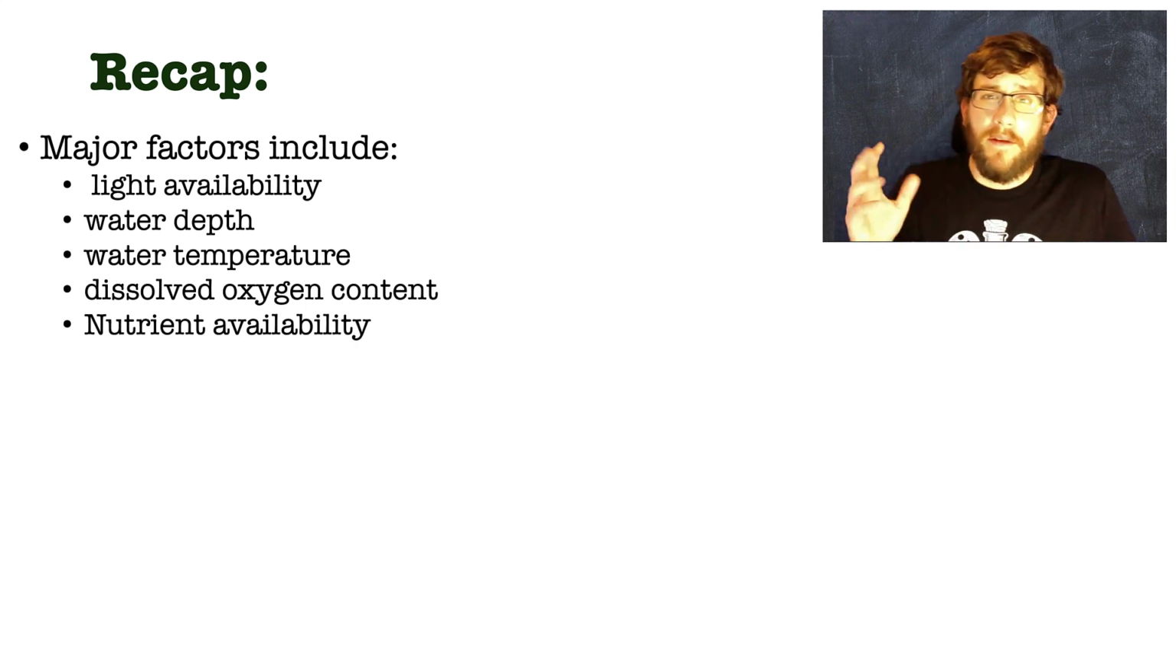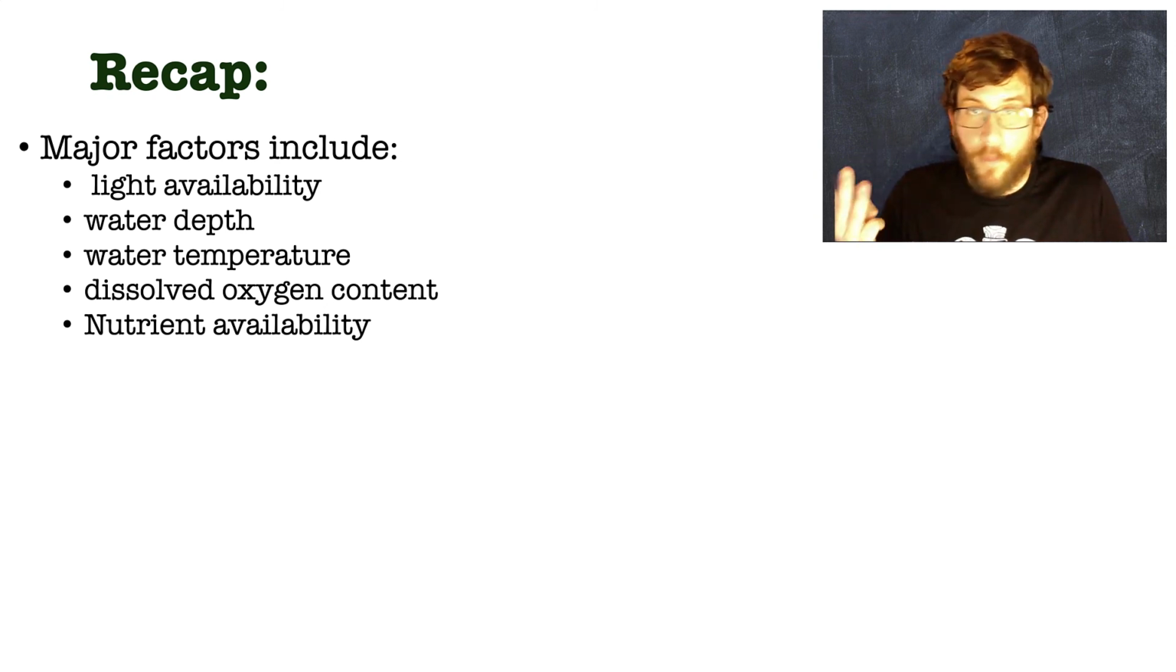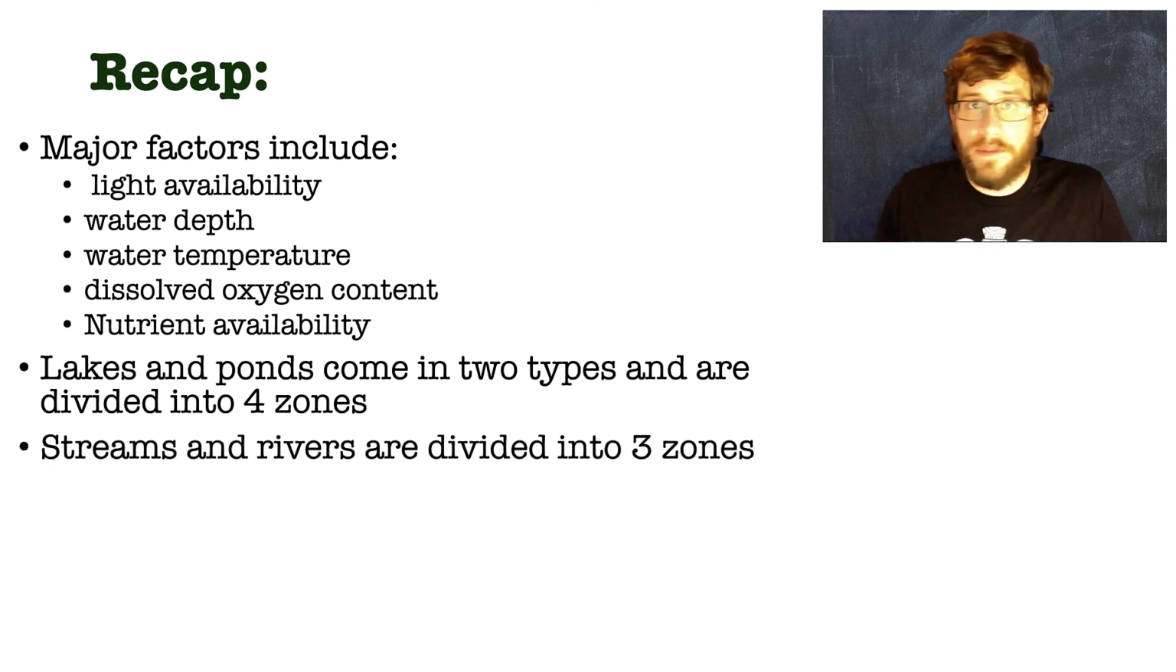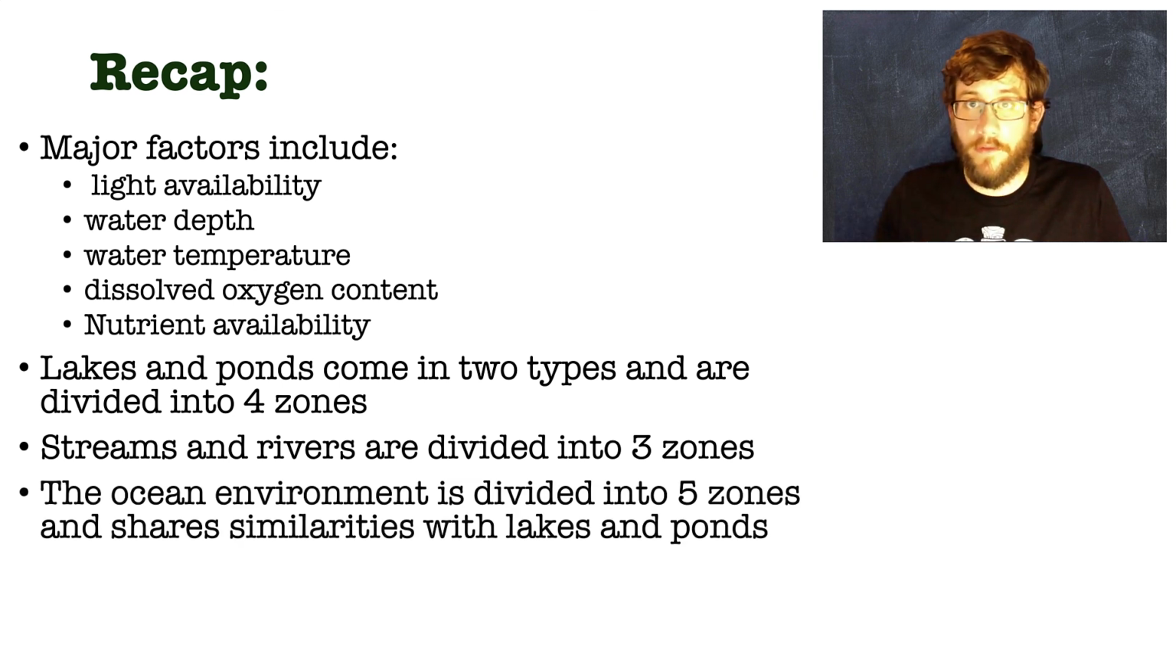Okay, so let's recap aquatic biomes. Major factors we've got to keep in mind, as opposed to terrestrial: light, water depth, water temperature, dissolved oxygen content, and nutrient availability. These are some of the important characteristics that these biomes will have in common. Lakes and ponds come in two different types, and they can be divided into 4 different zones. Streams and rivers can be divided into 3 different zones, depending on where you are in the course of the river. The ocean environment is divided into 5 different zones, and there are biomes that you can find in each one of those. There are dozens of marine biomes.